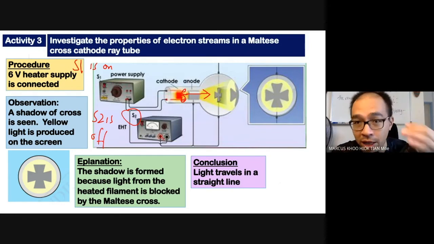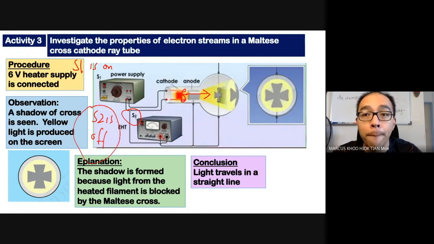So you're going to find a yellow light, which in real life actually looks very dim, very weak, because the electrons are moving at a very slow pace. They're not being accelerated because S2 is off. But this observation proves to us that light travels in a straight line.